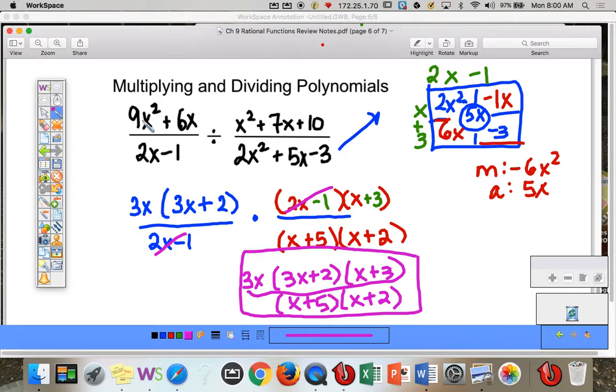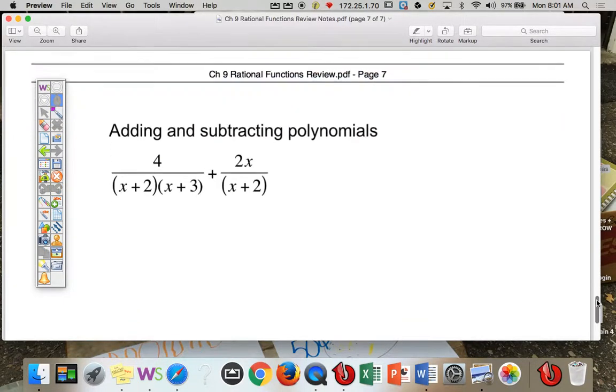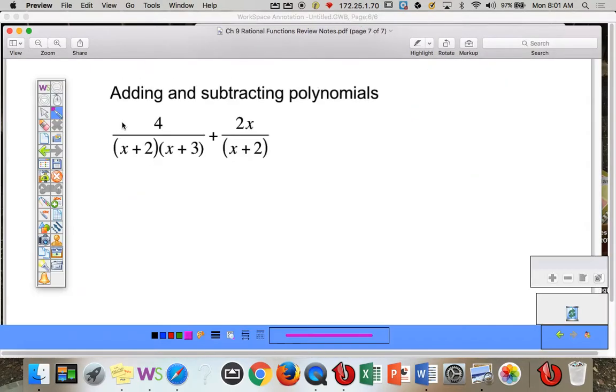Okay, so the steps are factor. If it's division, you flip the second one, you cancel the things that are the same, and then you rewrite it. And the last thing is adding and subtracting polynomials. So first step is factored. This one looks already factored.